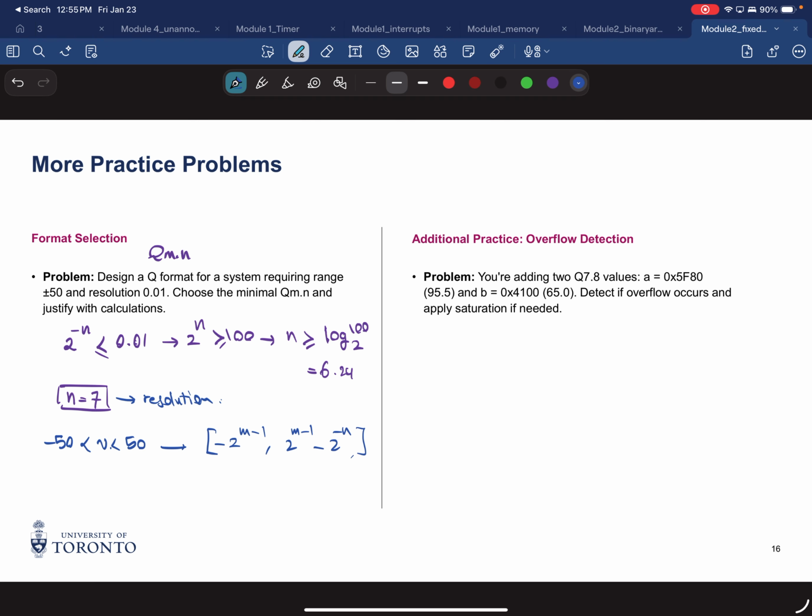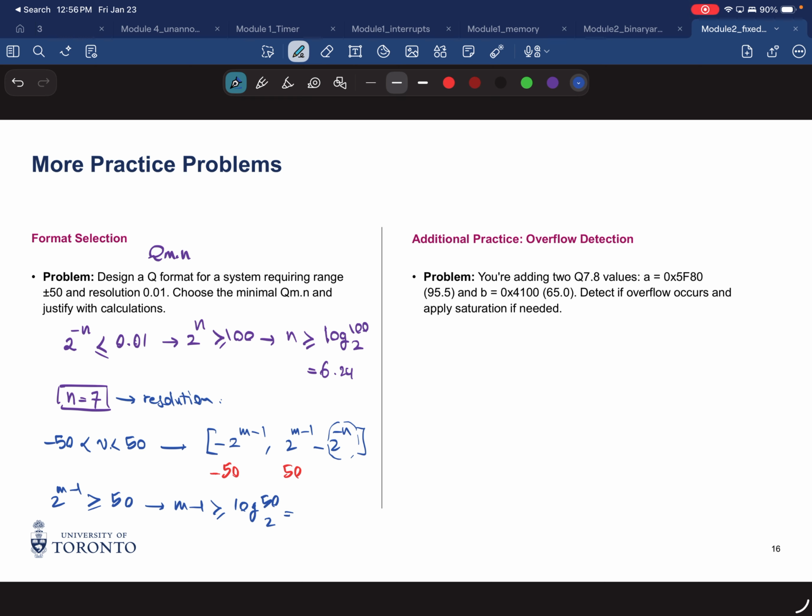Assuming that this is going to be very small, let's forget about that, and then just find an m that would cover our minus 50 to 50. So 2 to the power of m minus 1 better be more than 50. So m minus 1 is better than log of 50. And I think that's 5 something.